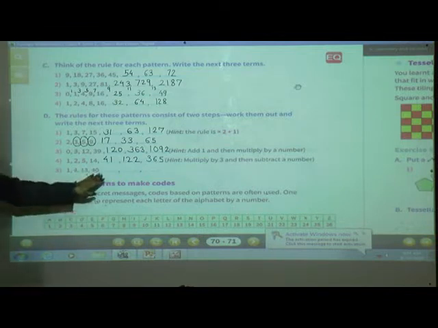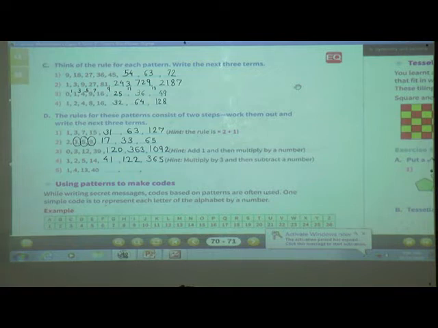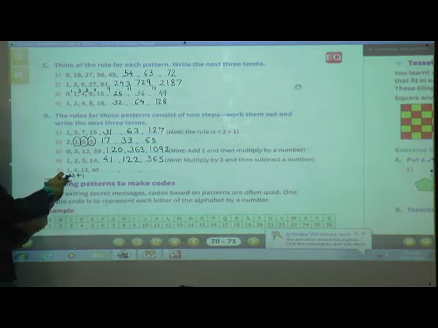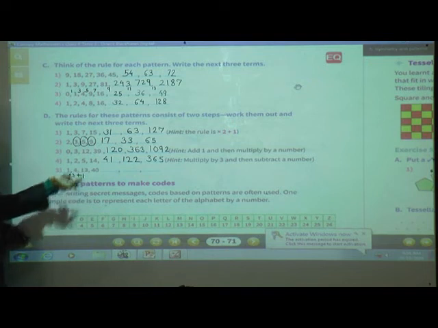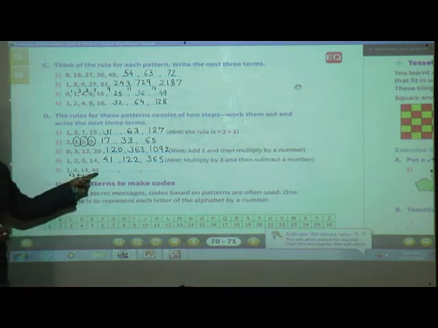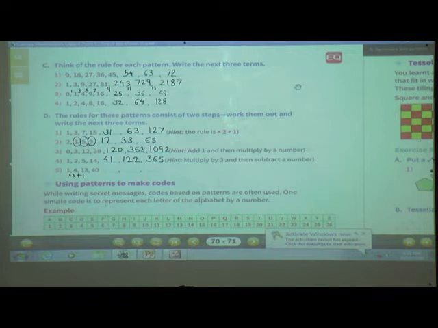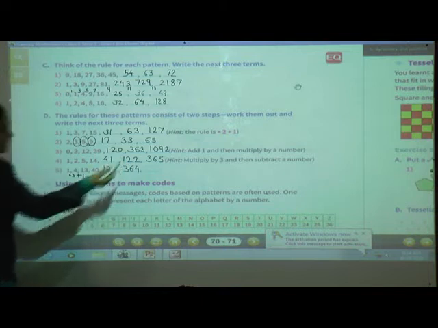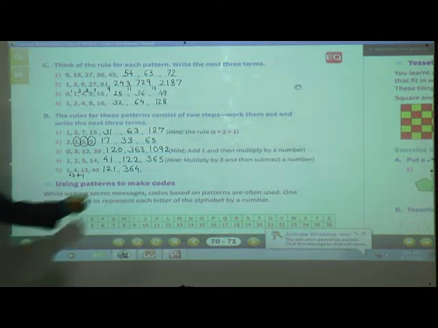1, 4, 13 and 40. Students, which type of pattern is here? Yes. Here just 1 multiply by 3 and plus 1, 4 is there. 4 multiply by 3, 12 plus 1, 13. 13 multiply by 3, 39 plus 1, 40. Now 40 multiply by 3 plus 1, 121. Again same rule we can follow. So you will get 364 and the next one here.